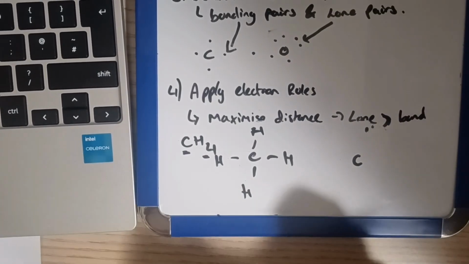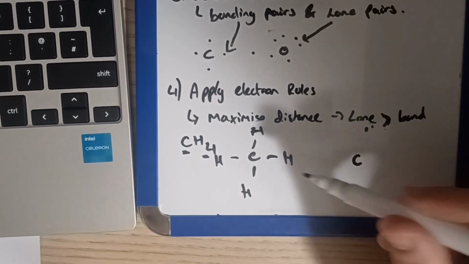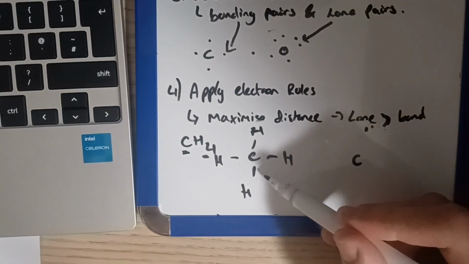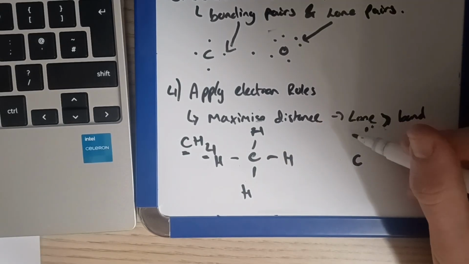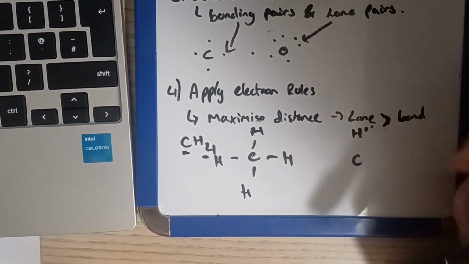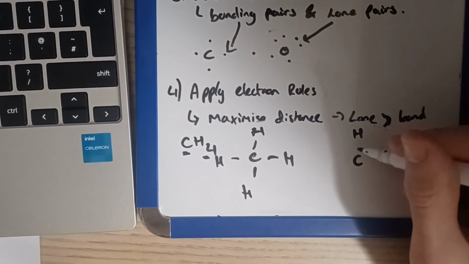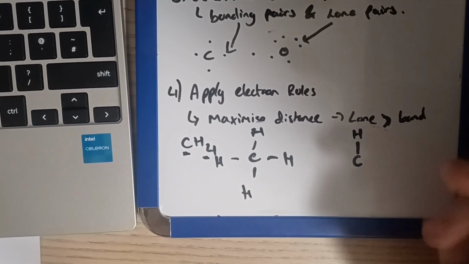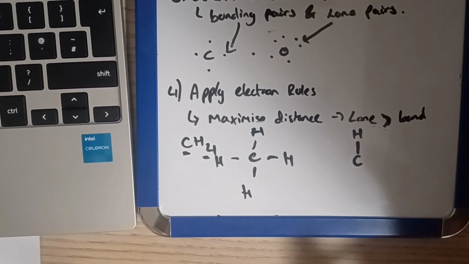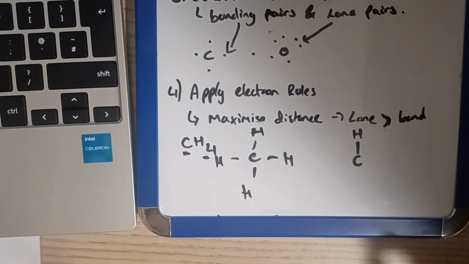So there are no lone pairs, so our angles are still. So our angles are going to be what's the word I want to use? I can't remember the word I want to use.